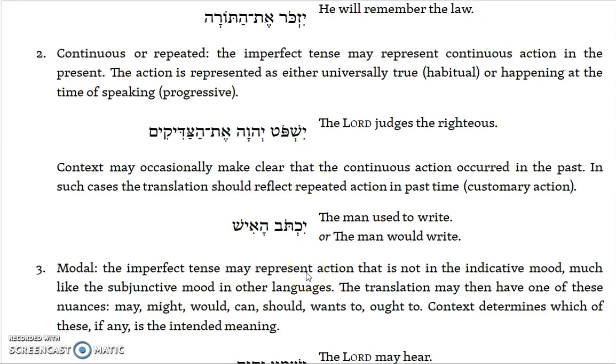But there's an ambiguity about the time, and so again he gives you another example, yiktov ha'ish. That could mean the man will write, but it could also be the man used to write, that he did it off and on in the past. So it was continual action, and that is incomplete action because there wasn't a definite starting and stopping point. Or the man would write. Again, he did it from time to time. This would be kind of like the imperfect in Greek, if you've had Greek.